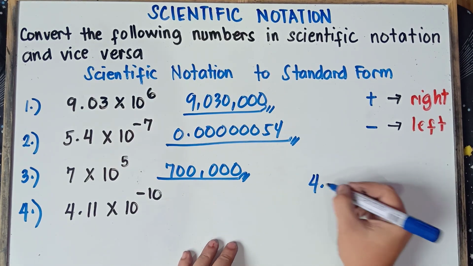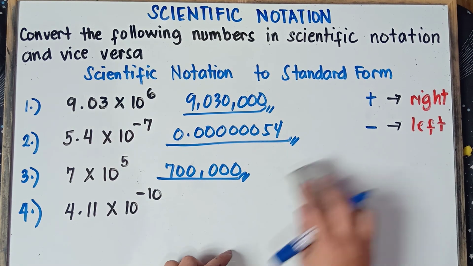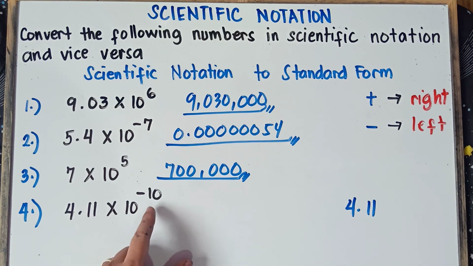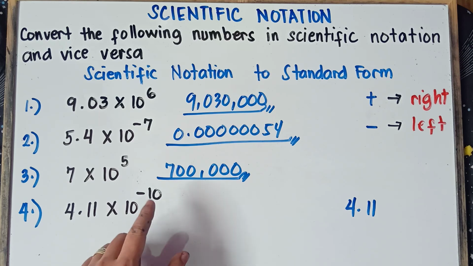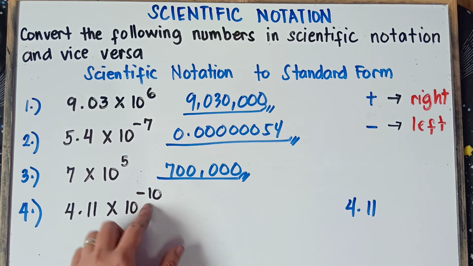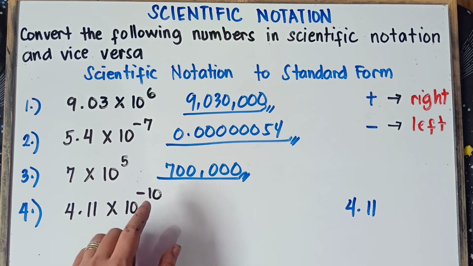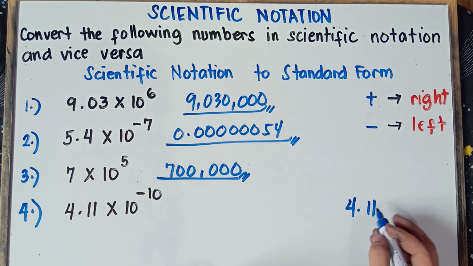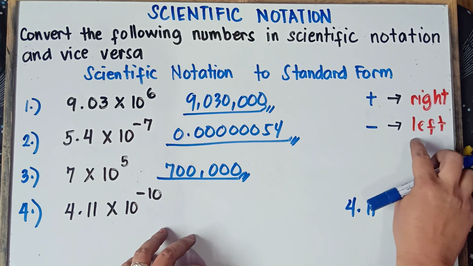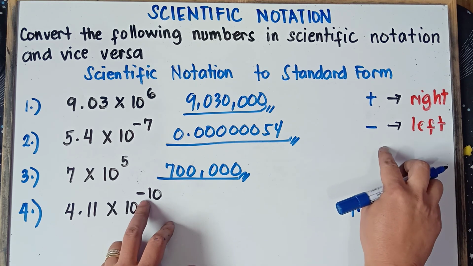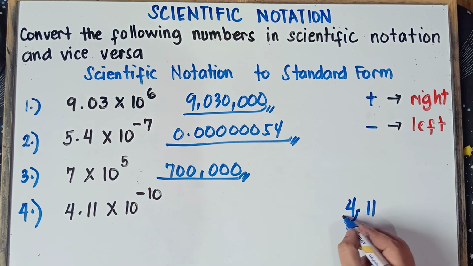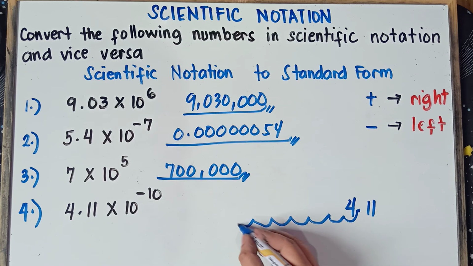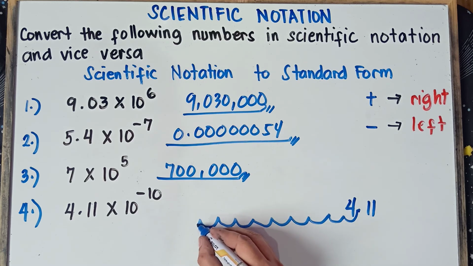So, 4.11, and then times 10 raised to the power of negative 10. Now, this is a negative number. Once again, class, this is negative 10. So, starting from the decimal point, you move 10 units going to the left, because this is a negative number. Negative 10. So, 1, 2, 3, 4, 5, 6, 7, 8, 9, and then 10.